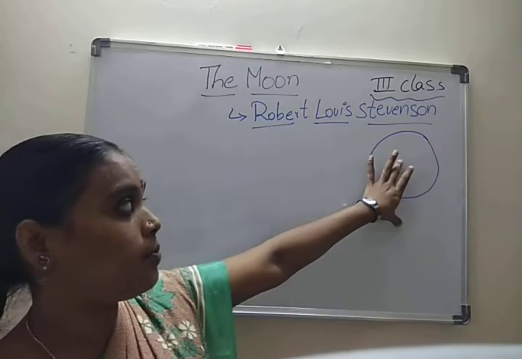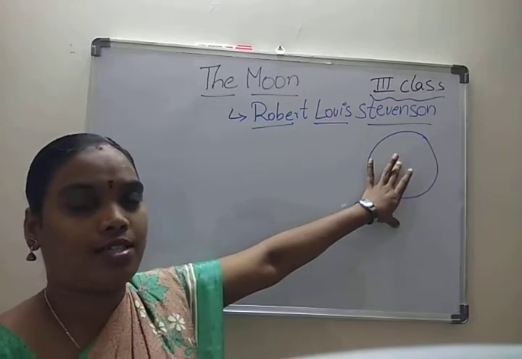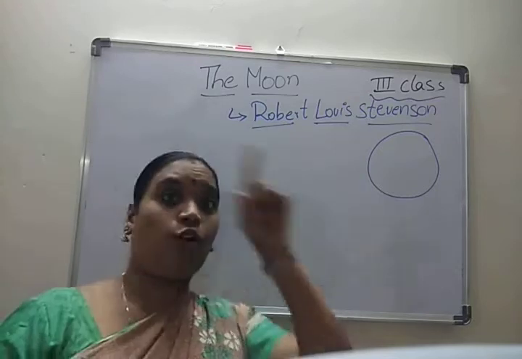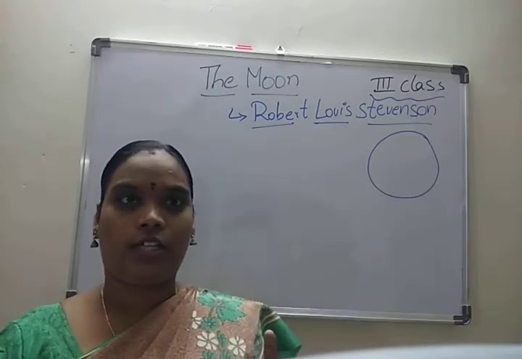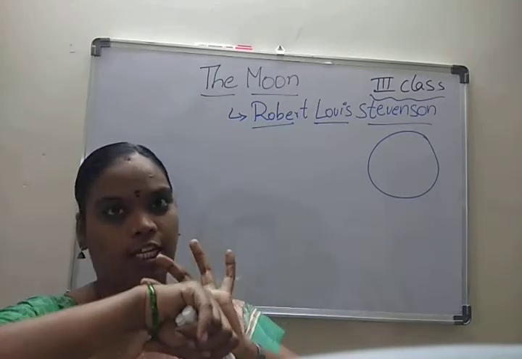This round shape is round in shape. Do you know some objects that are round? Can you say? Yes, clock is round. Okay, clock round. Bangle also circle.